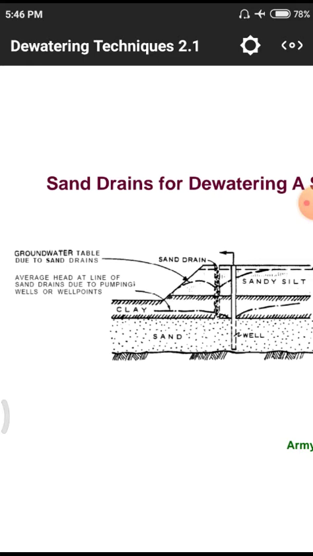What is the purpose of constructing a sand drain? That means to decrease the water content in the groundwater level. That is the main purpose of constructing these sand drains. Next one, we have the average head at the line of the sand drains due to the pumping of well points. That means normally in the previous case we have groundwater level up to some content, but this sand drain decreases the groundwater content.